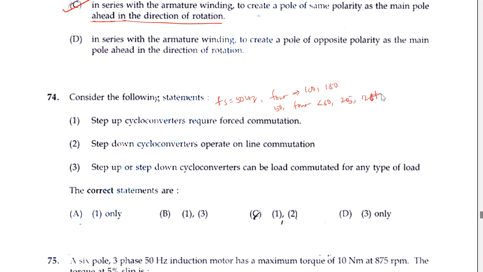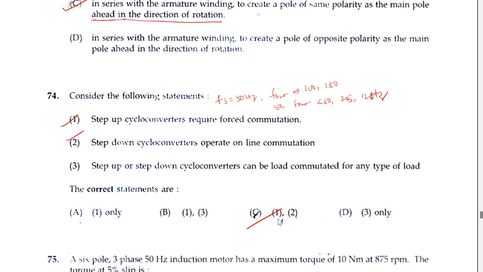This is because step up cycloconverters require forced commutation to turn off the SCRs. So at the turn off of the SCR, the SCR is going to be off, so that the load frequency increases. Step down converters operate on line commutation. Wherever you want to turn off, it will be off, so that it is going to have a lower frequency compared to the supply frequency. So these two will be the correct options. Answer C will be the correct answer for this question here.